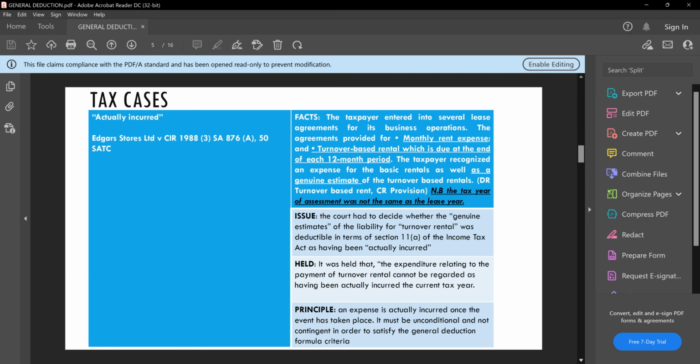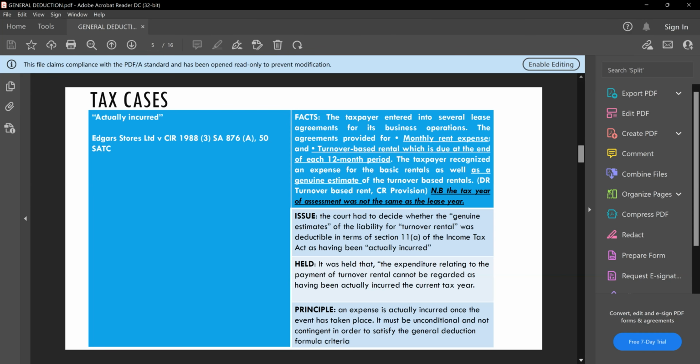So let's take a look at the tax cases. These tax cases play a very huge role because the Income Tax Act does not explicitly define what exactly is meant by an expenditure or loss actually incurred in the production of income, right? So that's why we place reliance on the principles of the tax cases, and you will be examined on the principles of these tax cases. Now I'm going to start with Edgars Stores Limited versus CIR. CIR stands for Commissioner for Inland Revenue.